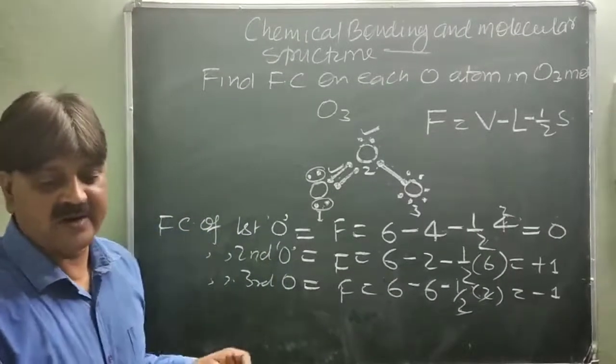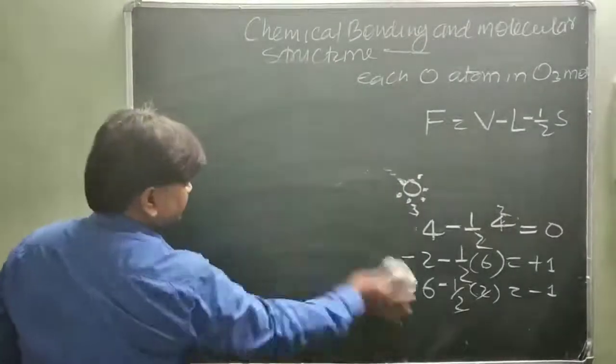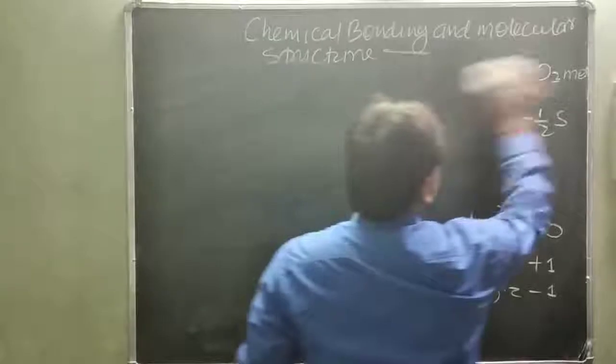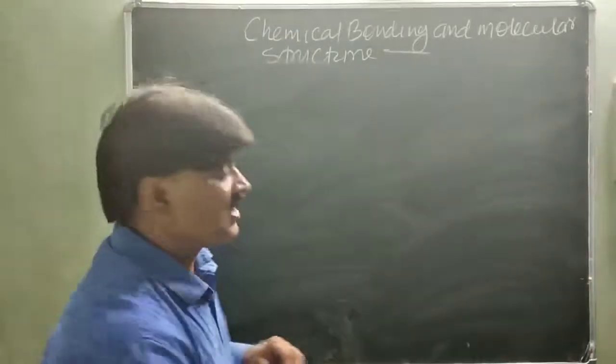Another question: calculate and write the formal charge on each atom in the carbonate ion, CO3 2 minus. Now calculate the formal charge on each atom in the carbonate ion.